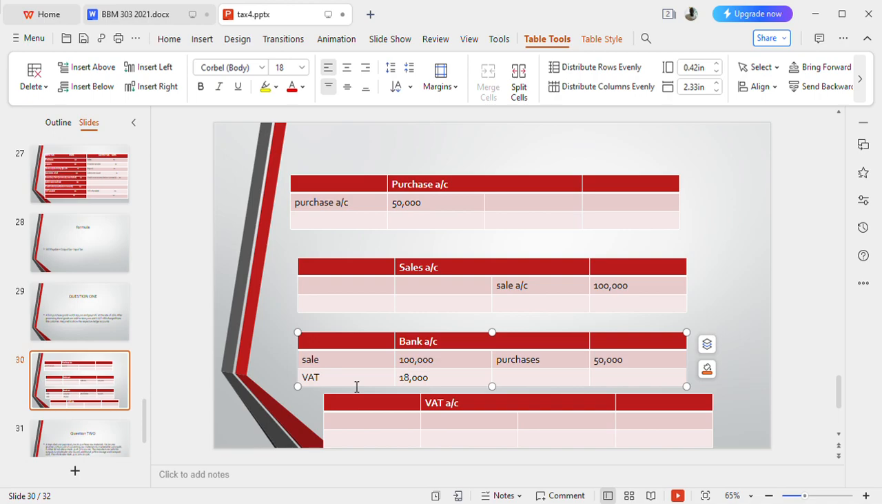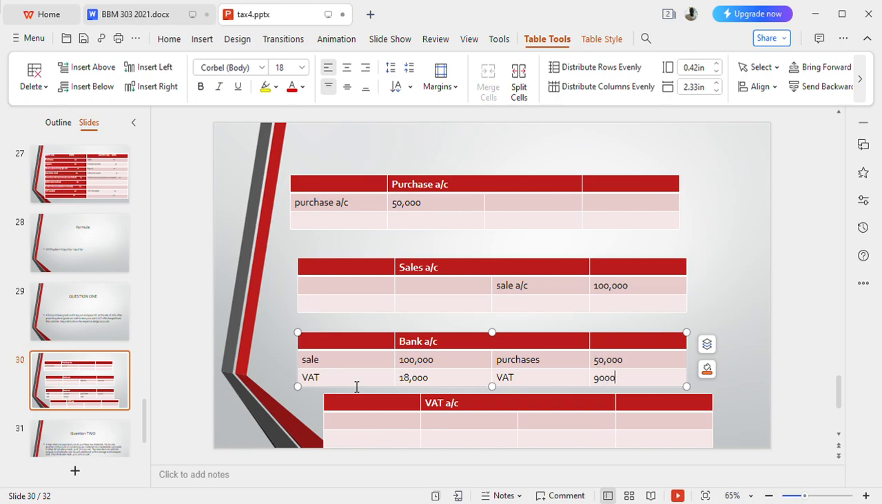And then for purchase, just say 50,000 times 0.18, you get 9,000. So the VAT for purchase is 9,000.